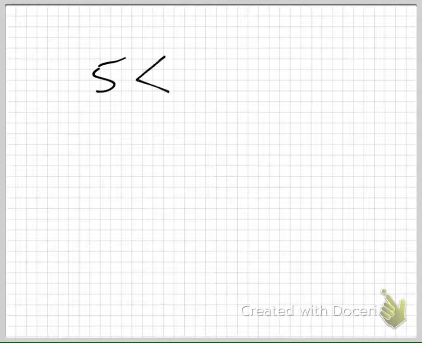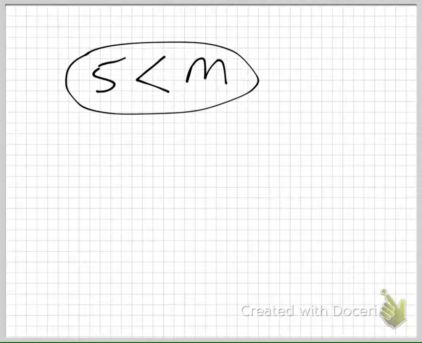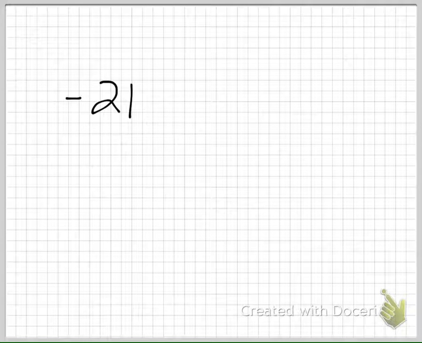So then what if I gave you this? What is that one, if you're reading it from the variable's point of view, Amy? Read it from the variable's point of view. m is greater than 5, right? What is this then? What does that symbol there mean? Greater than or equal to?